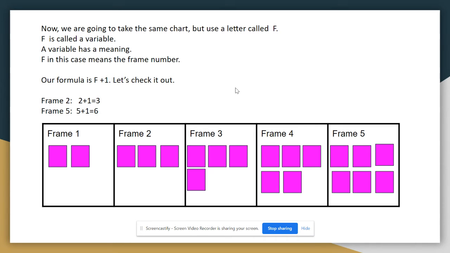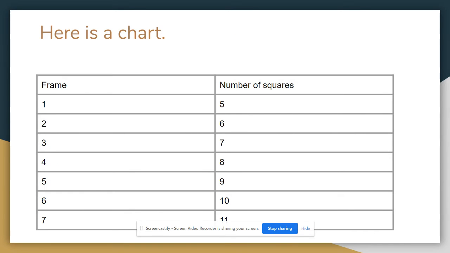Okay, now if you were in my class, I would imagine a lot of people giving me this look going, what is she talking about? And that's why we have more examples. So here's the chart. It's a different chart. So frame 1 has 5 squares. Frame 2 has 6 squares, and you know how to read it going across.